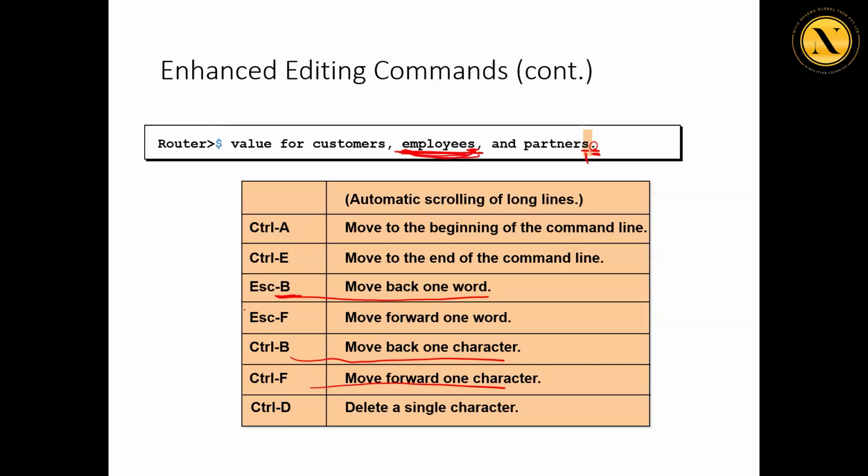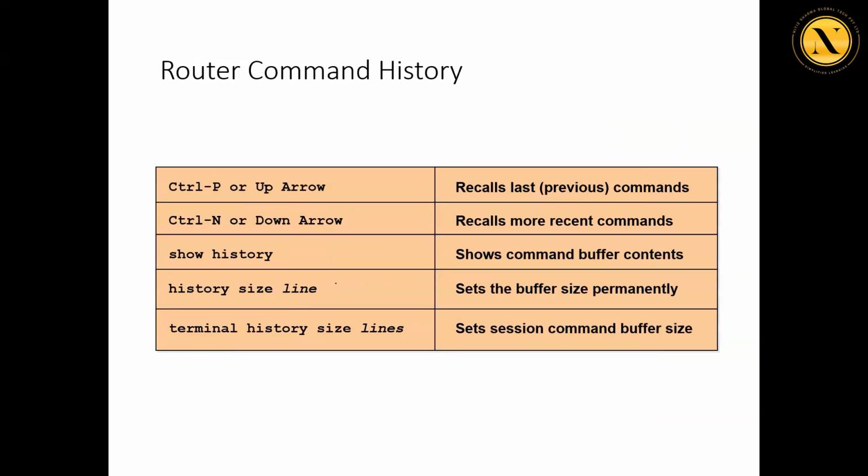So Escape F means move forward one word, right? Escape B means move back one word. Escape B, Escape F. Control B, Control F. Control D. So if my cursor is to the right of the dot and I want to delete the dot, I'll press backspace, the dot will be gone. Instead of that, I can come under the dot and press Control D, the dot will be gone. Got it? If I bring my cursor under the T and press Control D, T will be gone. Okay? Control W means the entire line will be gone. So these are keyboard shortcuts, right?